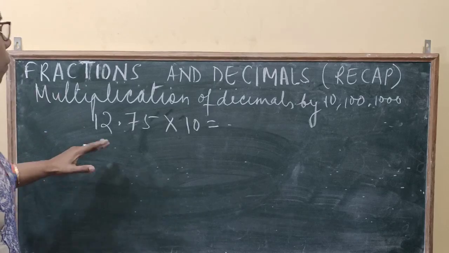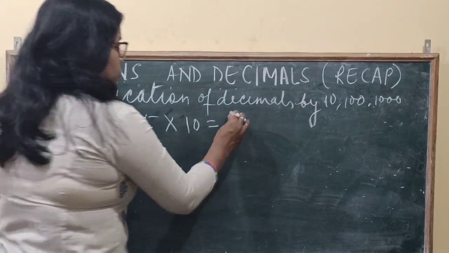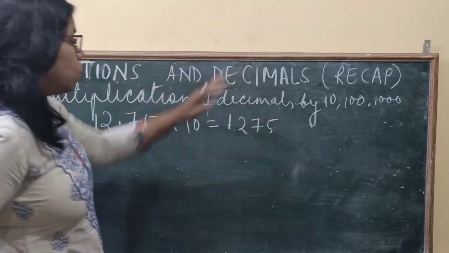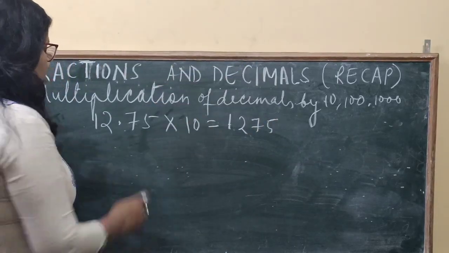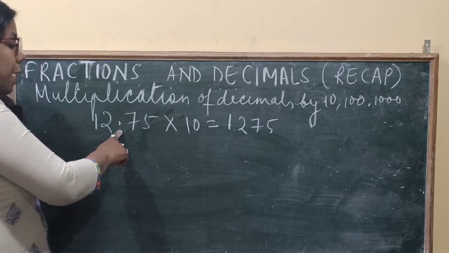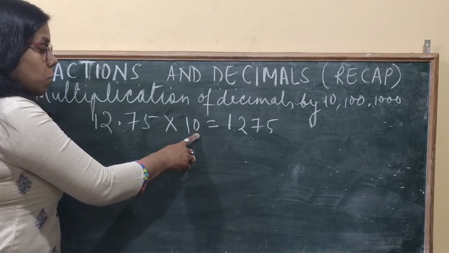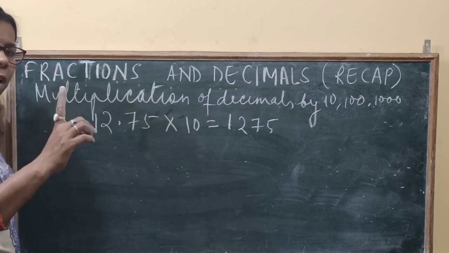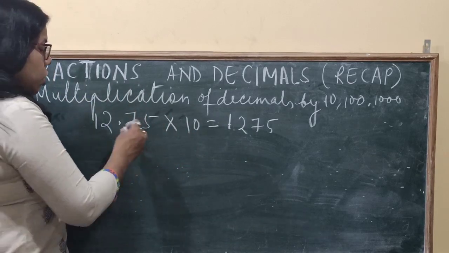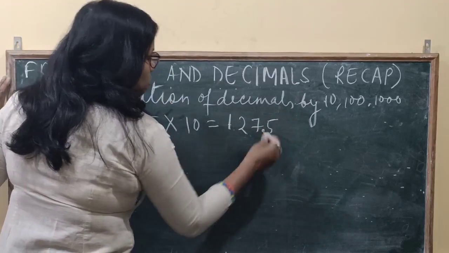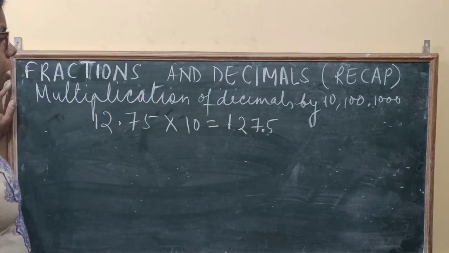Then we'll write the digits of the number first. 1275 we have written, and we find the decimal place between 2 and 7. We will see how many zeros are here. How many zeros are there? 1 zero is there. So we'll shift the decimal place one place to the right. This becomes 127.5.